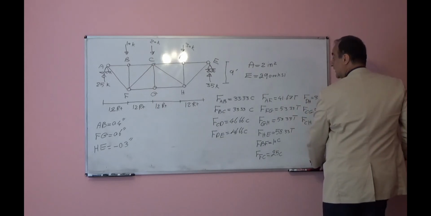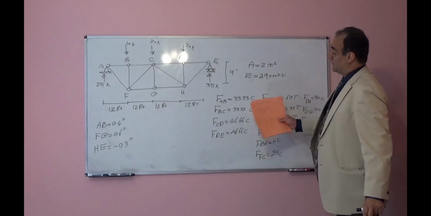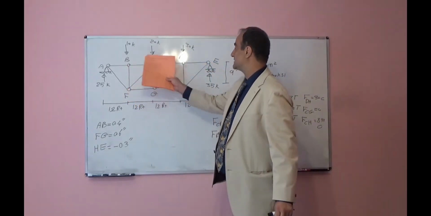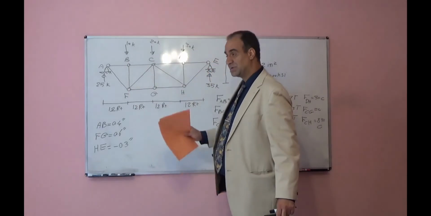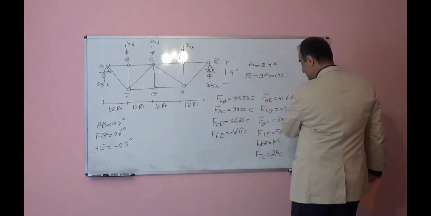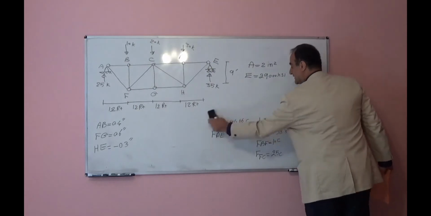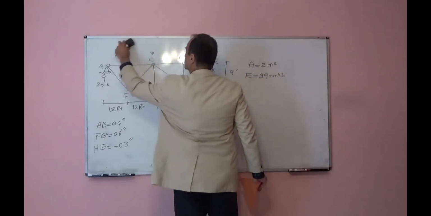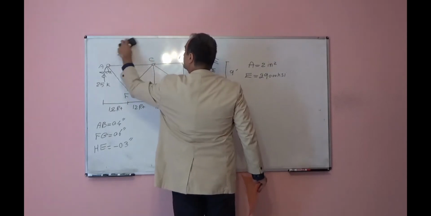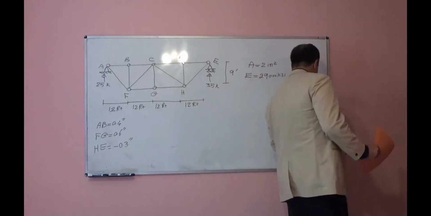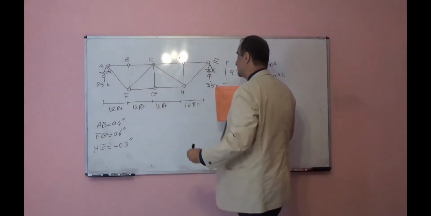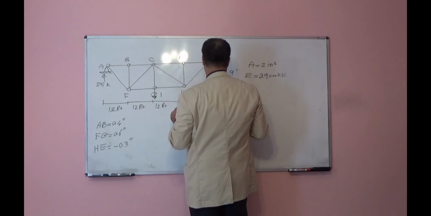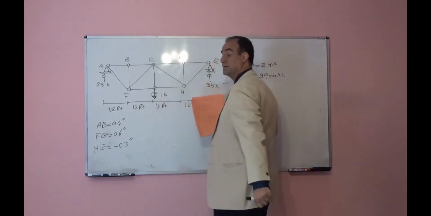So now you will find all internal forces in all members under real external forces. After you finish this, then you will remove all external forces and apply a unit load at the point of interest. Here the point of interest is node or joint G. You will apply 1 kips.